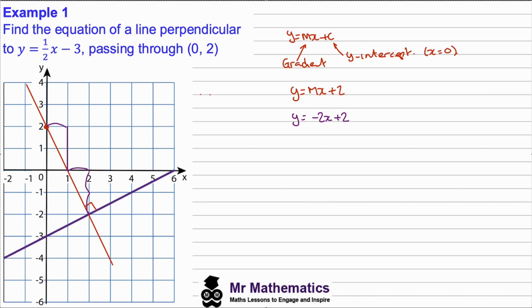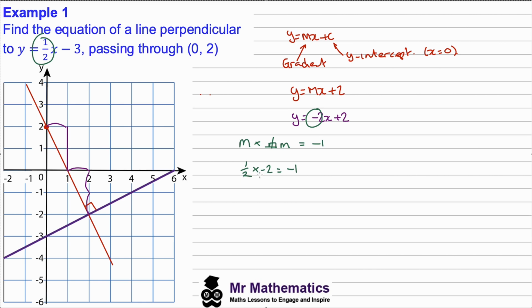And if we consider what's happening with this gradient, we've got negative 2 here, and the purple line has positive 1/2. There's a pattern here where if we have a gradient and we multiply it by its perpendicular gradient, then we'll always get negative 1. Can you see, if we multiply this half by the negative 2, then we'll get negative 1. And we're going to use this property as we progress through the questions in this video, okay?